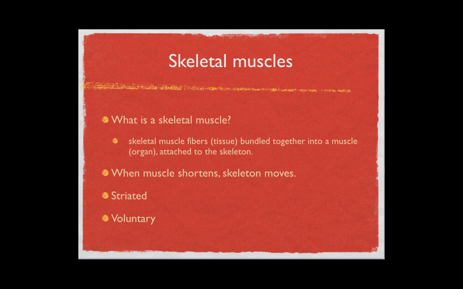So for the majority of this unit, we're going to be talking about skeletal muscles. And what I want to talk about now is just the general structure of a skeletal muscle. So skeletal muscle consists of skeletal muscle fibers, which are muscle cells. And remember that when we have a group of cells working together to do a job, we call that a tissue. So skeletal muscles bundle together into muscle tissue. Those tissues bundle together into the muscle, which is an organ, and those muscles then attach to the skeleton. When muscles shorten, the skeleton moves.